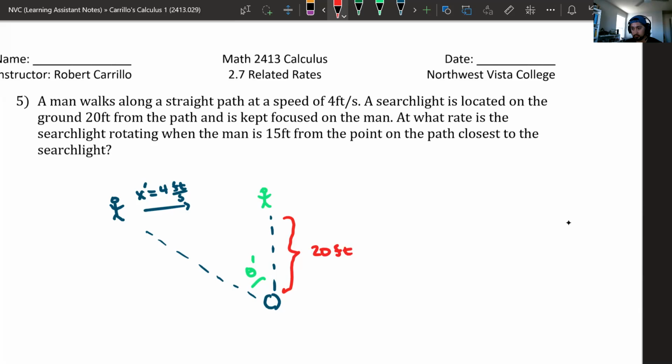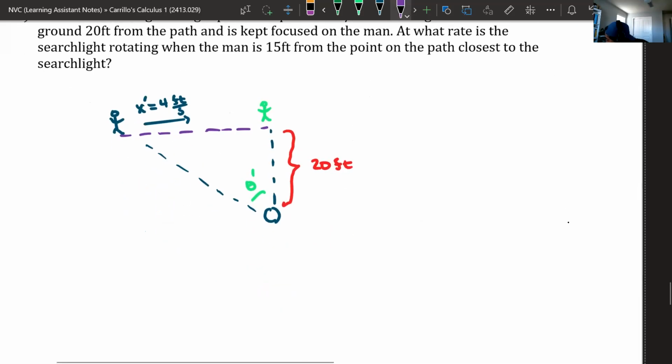So if you imagine he's walking on like a street. So what color? Purple. So here's our street. The man is walking along the street and the searchlight is monitoring him walking. And when he's on the path closest to the spotlight, that essentially means it's the distance from the spotlight to the street that he is walking on. Does that make sense? Where's that thumbs up? I don't see any. Sure. Okay. I'll take a sure.